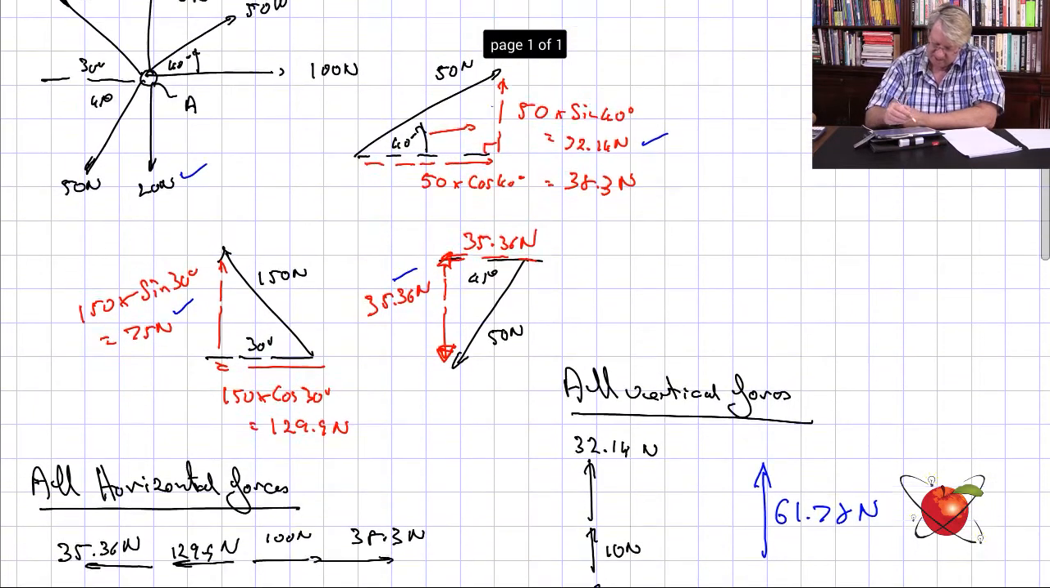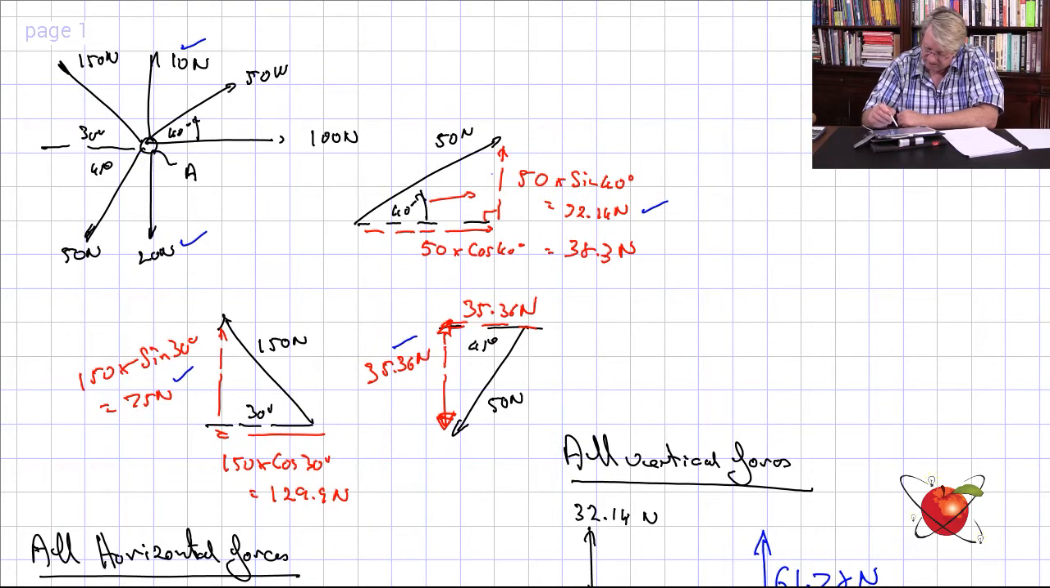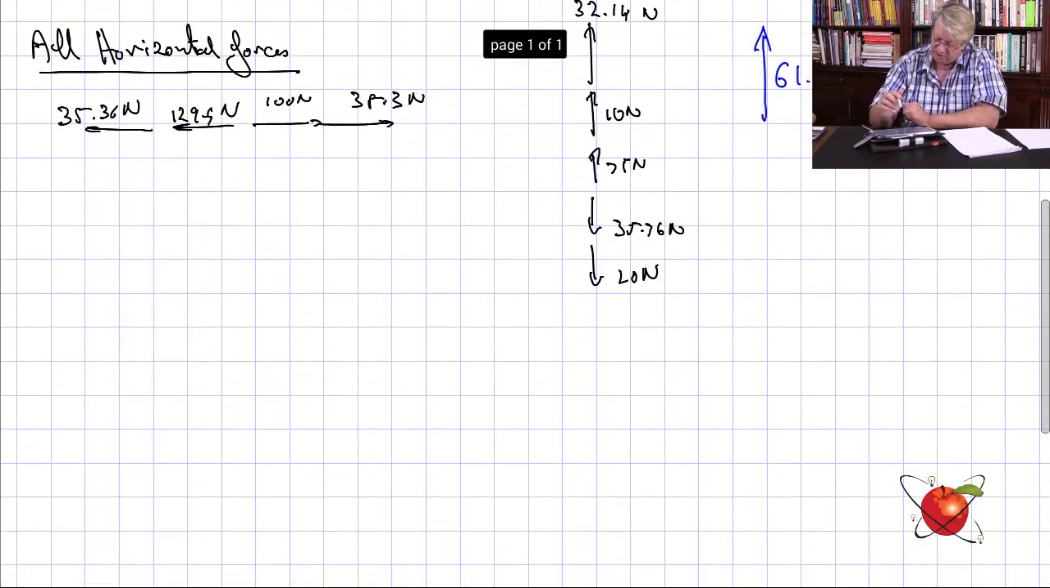Okay, we've got the 100. Let's just tick it off. There we go. We've got the 100. We've got this one. There we've got that guy going that way, haven't we? 38.3, right? Then we've got the 150 going this way is the 129 and that. So we've only got 4 going that way, right? And there we go. There we've got them there.